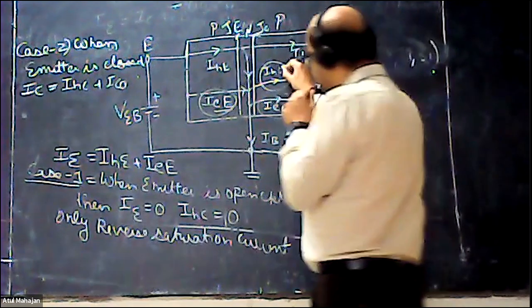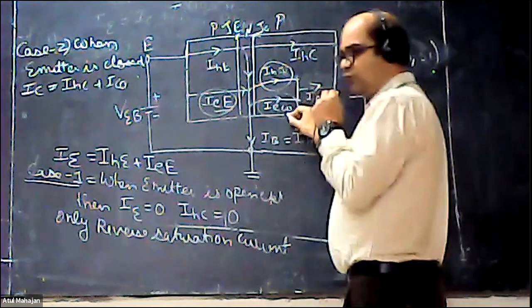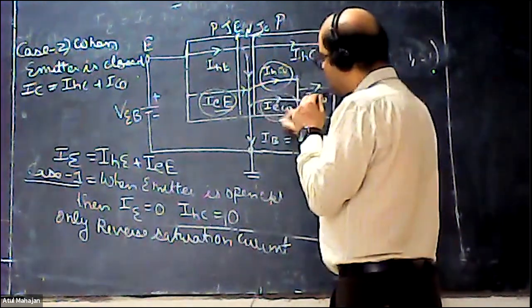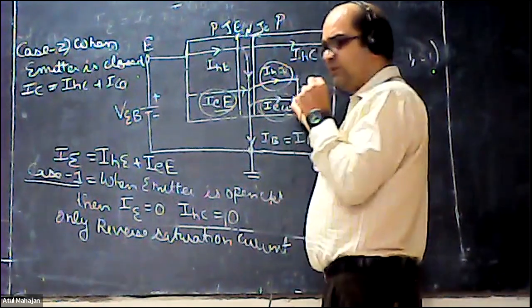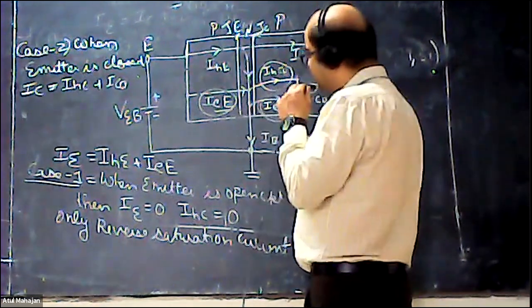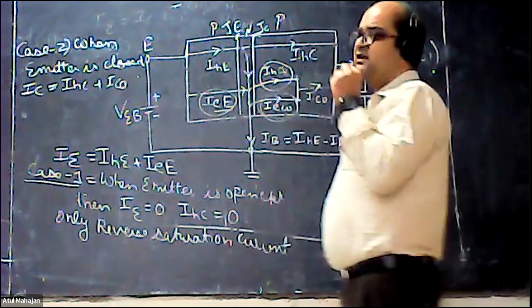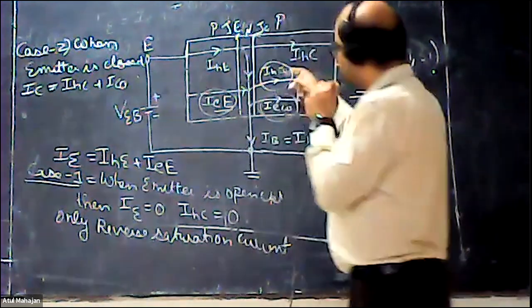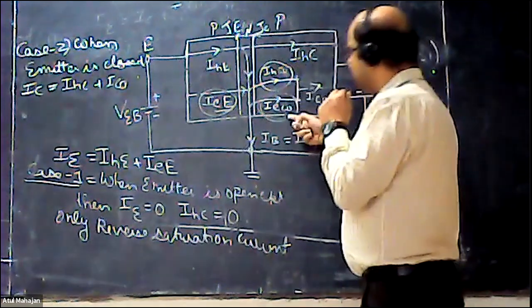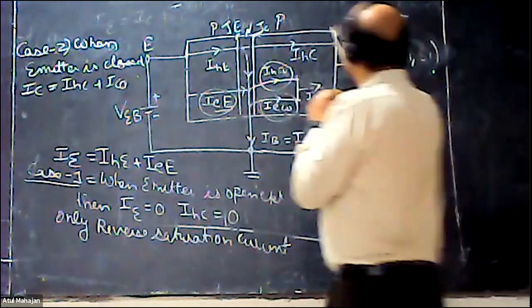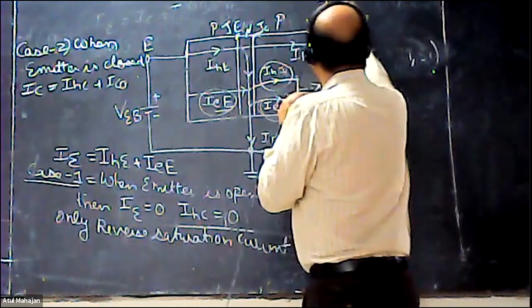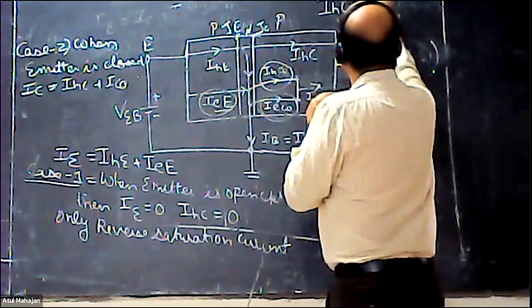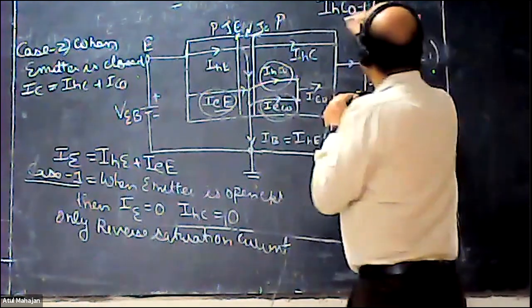So IHCO plus IECO: IECO was a minority in the case of the emitter and collector, and IHCO is a minority in the case of the base. The combination of IHCO plus IECO will form what? Why is this CO term attached to this?